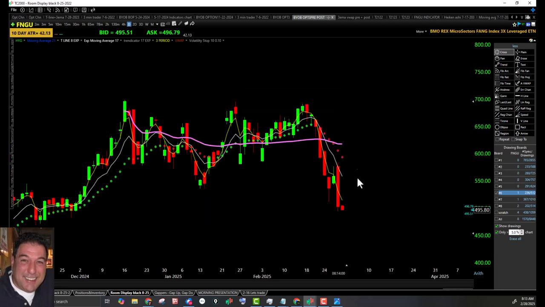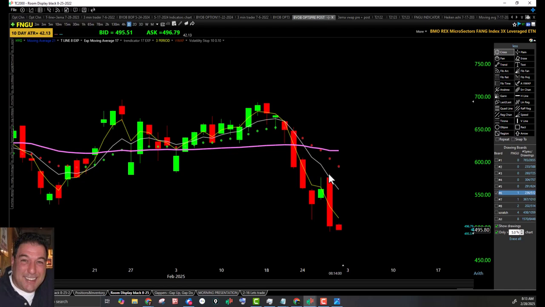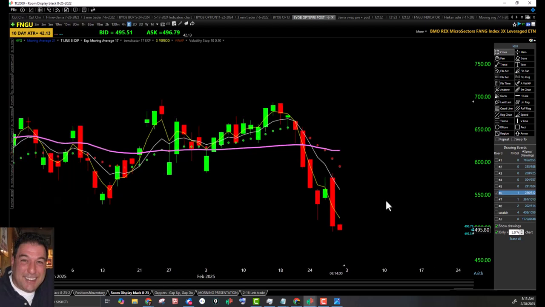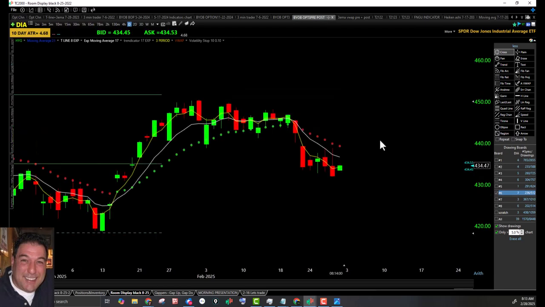FNGU, same deal. FNGU puts in a higher high and a lower low. That one didn't put in a lower high. That one put in a higher high and a lower low, closing under the bearish trap underneath the 17 EMA there. Okay, Diamond Dow puts in a higher high and a lower low, closing underneath the 17 EMA. There's Diamond Dow, in a daily downtrend.